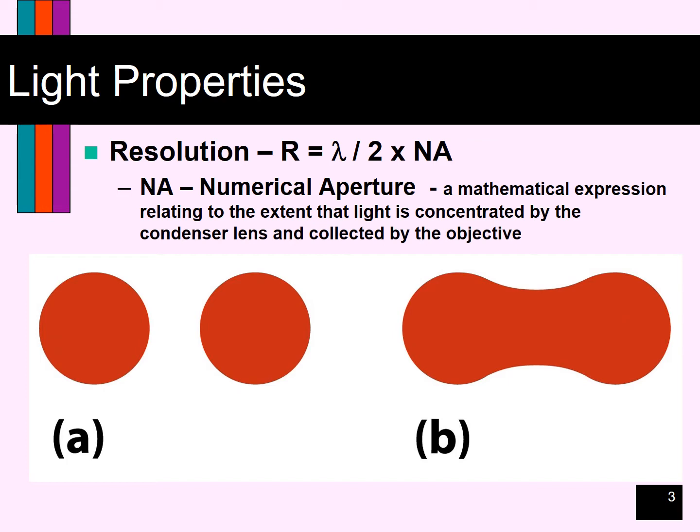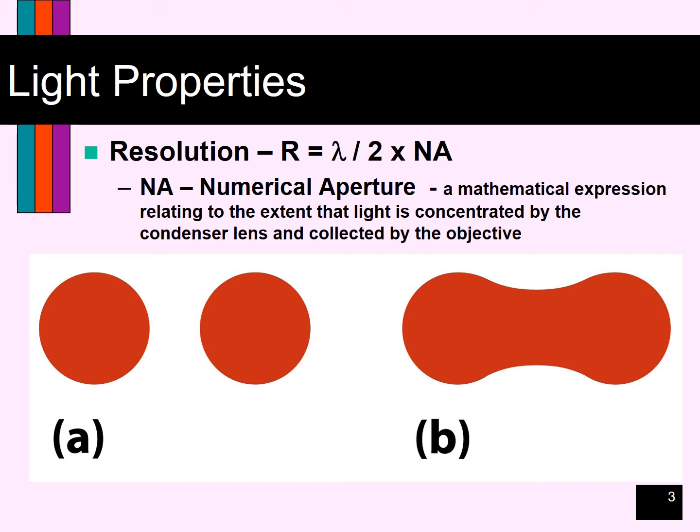So resolution, or the R value, or the resolving power of a microscope, is in general improved when the wavelength of the illuminating source is smaller. So the smaller, or the shorter, the wavelength of the illuminating source, the greater the resolution. So you want the resolution basically to be a small number.